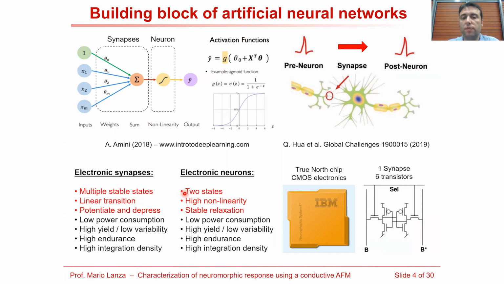For the neurons, they need to have 2 states. One of them needs to be unstable, so that it has a relaxation, and the transition needs to be highly nonlinear. Apart from this, the common technological requirements for both of them are that they need to show low power consumption, high yield, low variability, high endurance, and high integration density, as I will mention later.